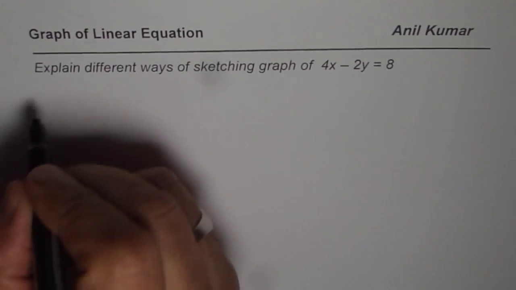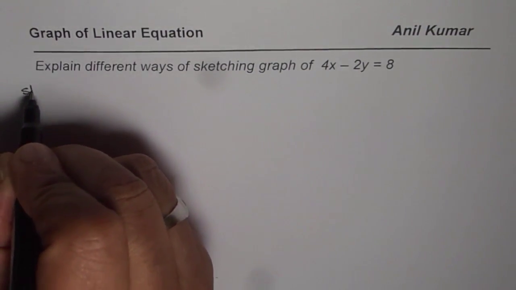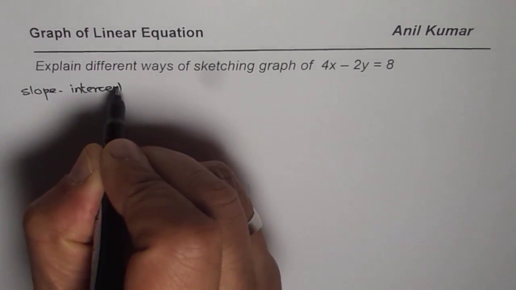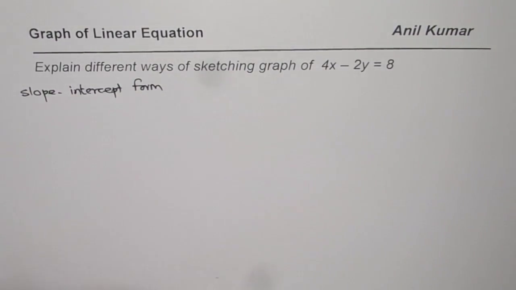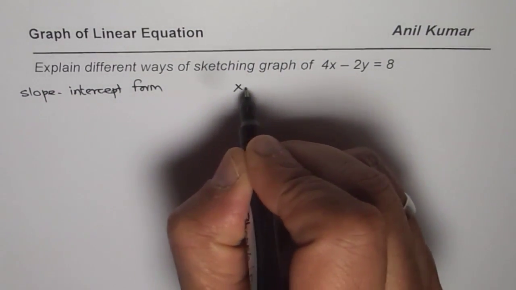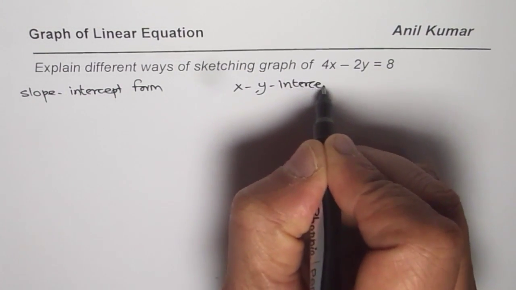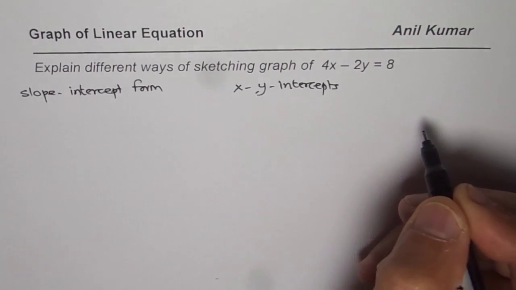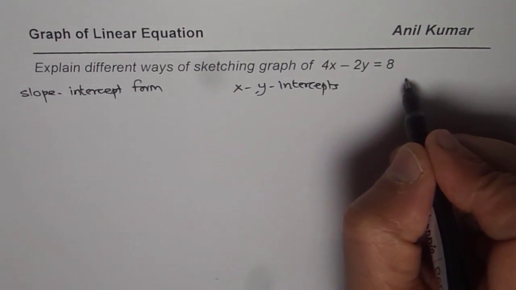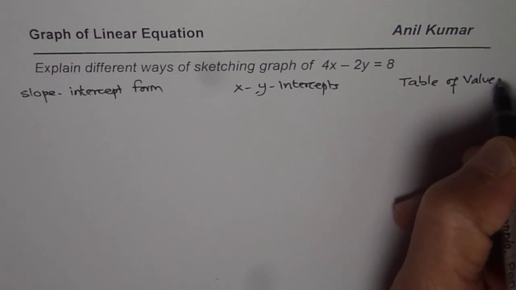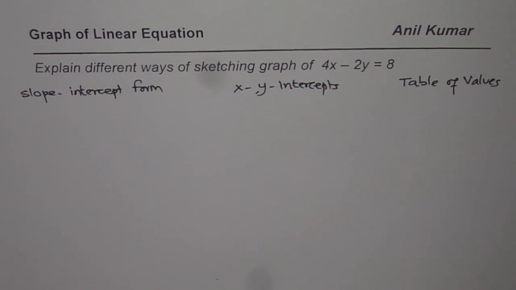Now one way is to write the equation in slope-intercept form and then sketch it. The other way is to find the x and y intercepts and sketch the graph, and last, which normally is the first way, is to have a table of values, correct? So these are different ways in which you can sketch the graph of a linear function, right? Now let us do it one by one.